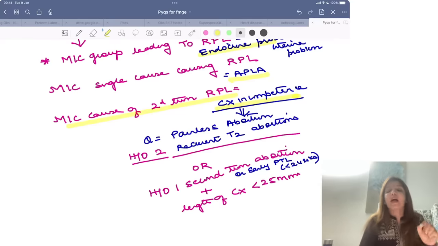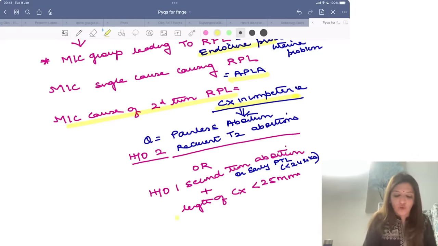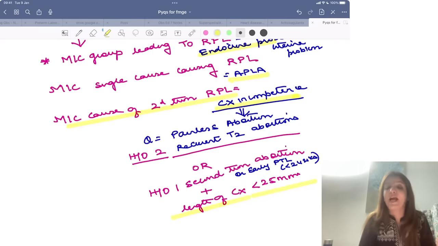And kabhi bhi agar aapko patient history de rahi hai, 2 second trimester recurrent abortions, so without any further investigation, it means she's a case of cervical incompetence. 2 second trimester recurrent abortions. Lekin agar patient aapko history de rahi hai, single second trimester recurrent abortion ki, so in that case, you have to look at the length of the cervix. And if length of the cervix is less than 25 millimeters, then that's a case of cervical incompetence.